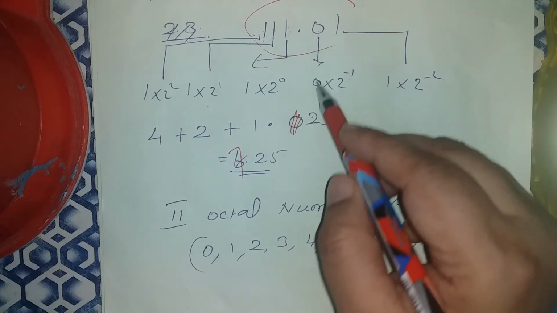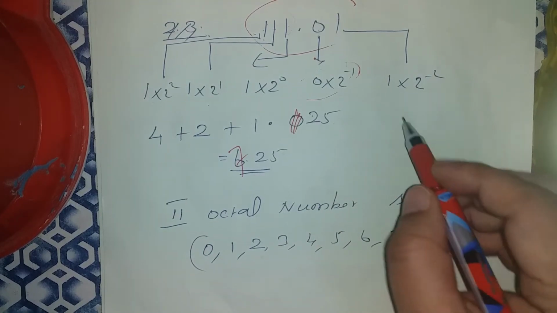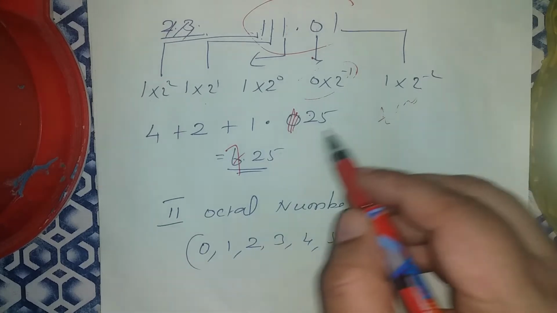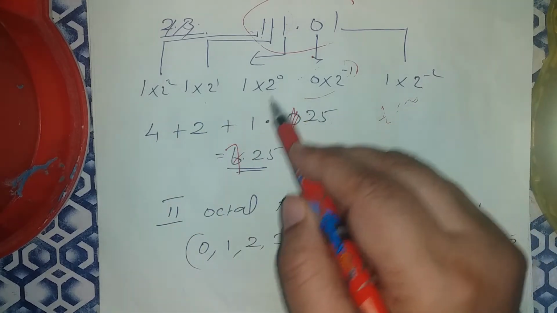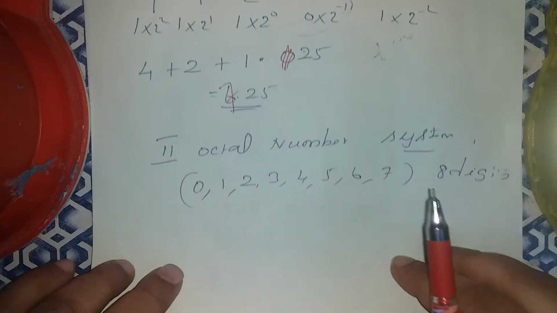Because 0 into 2 power minus 1 is 0, and this is 1 into 2 power minus 2, that is 1 by 4, which is 0.25. So 4 plus 2 is 6, 6 plus 1 is 7, so 7.25. Understood or not? Okay. Next.